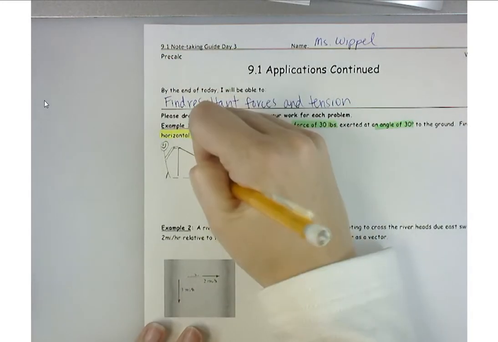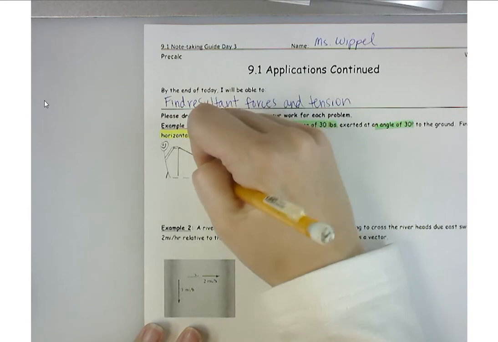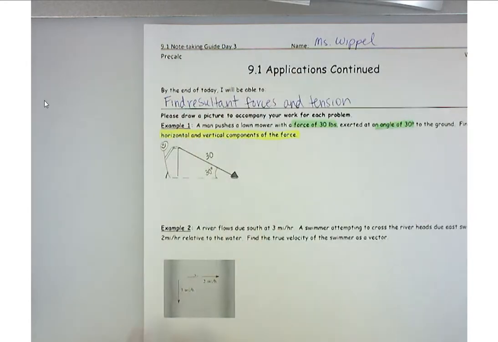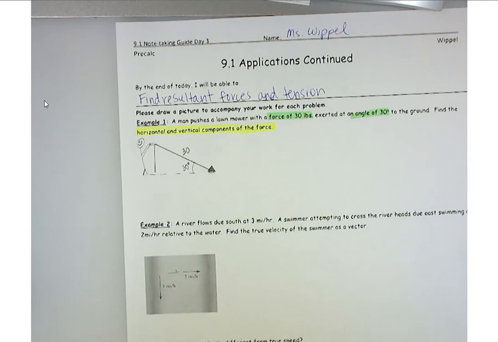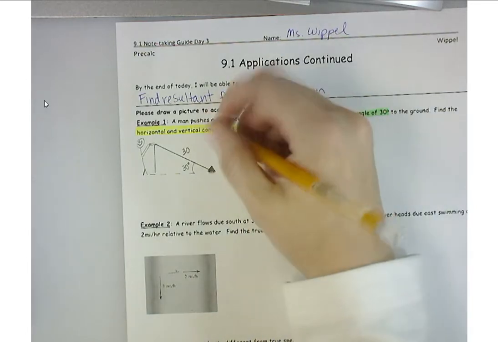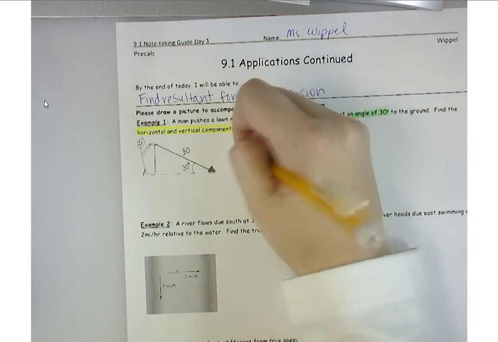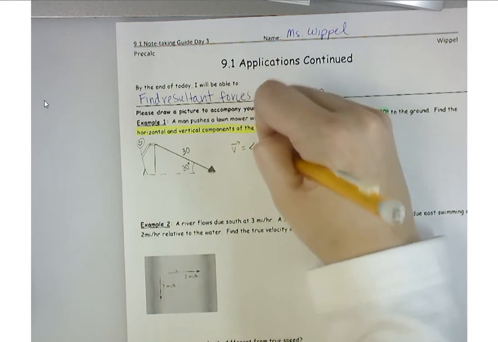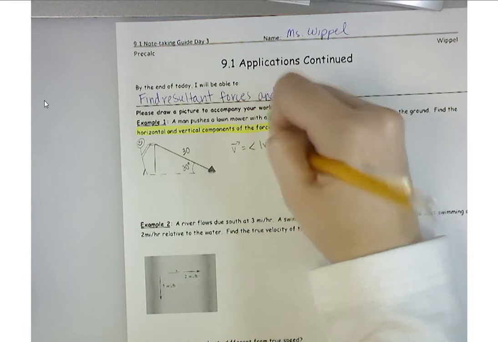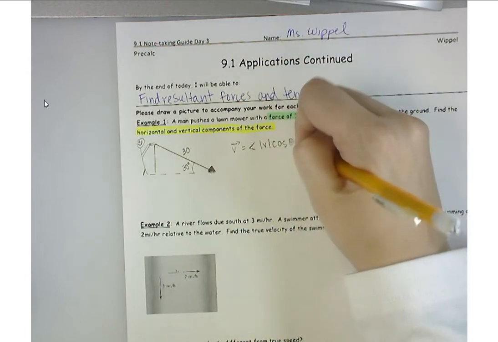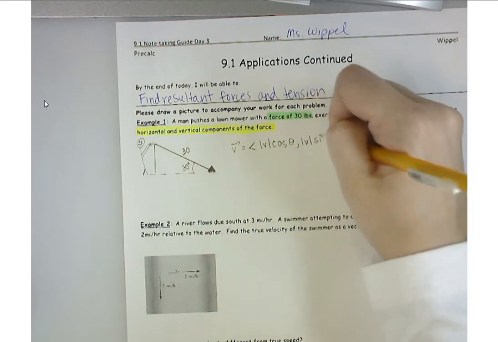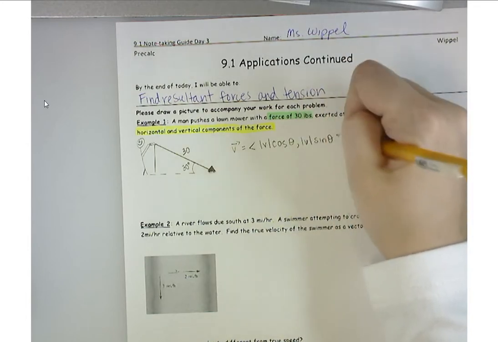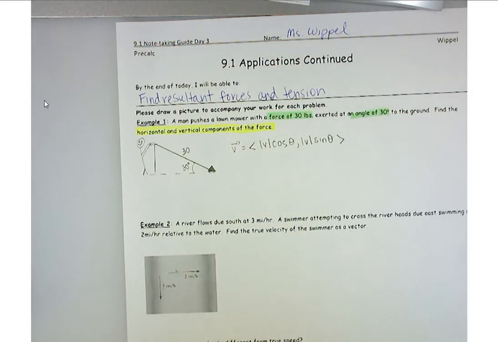Okay, and then this is 30 degrees, an angle of 30 degrees. So if I'm going to find the horizontal force and the vertical force, I can use the same equation that we did for the past 2 days. So the magnitude is going to be the cosine of theta for the horizontal, and the magnitude times the sine of theta is going to be your vertical.